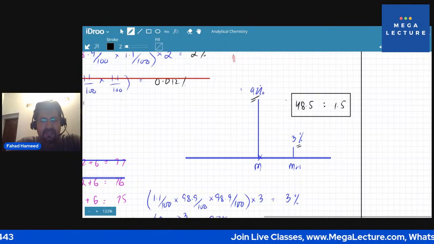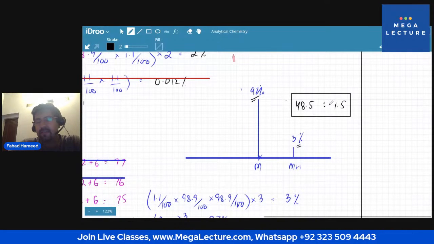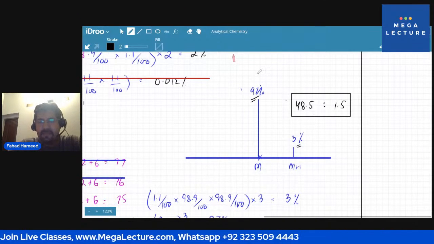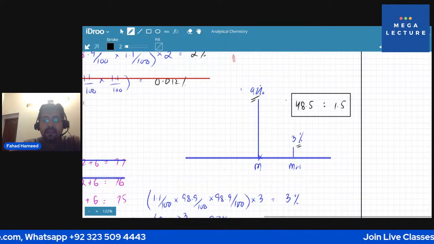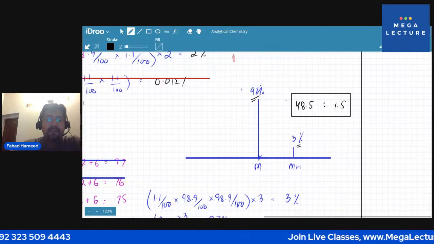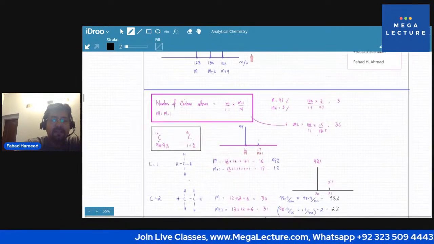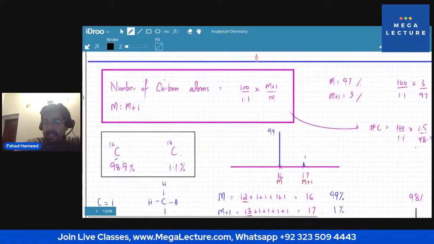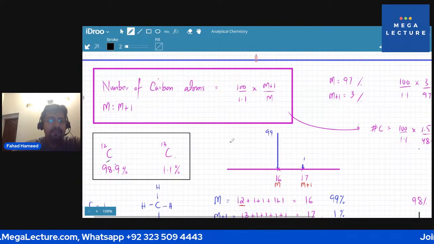But the problem with ratios is that ratios can be quoted in many different numbers. Like 48.5 ratio 1.5 is the same as 97 ratio 3. So if you want to figure out the number of carbon atoms, all you have to do is use this formula. The explanation that I just did is completely irrelevant. All you have to do is use this formula.